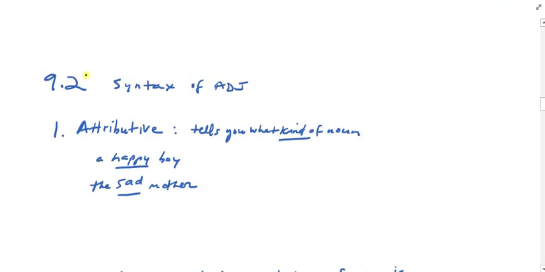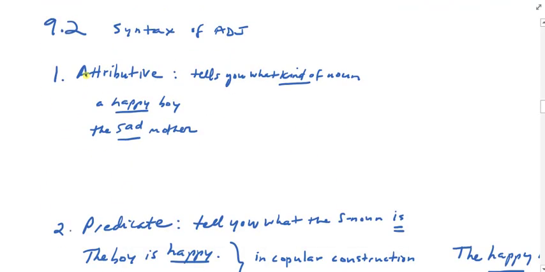Now, I want to go to 9.2 in the Ross textbook. This is down at the bottom of page 81. Here we deal with the syntax of the adjective. Syntax just has to do with how the words can grammatically be put together, okay? And so when we're talking about adjectives, what we're really asking when we talk about the syntax is, how do the adjectives occur with the noun?